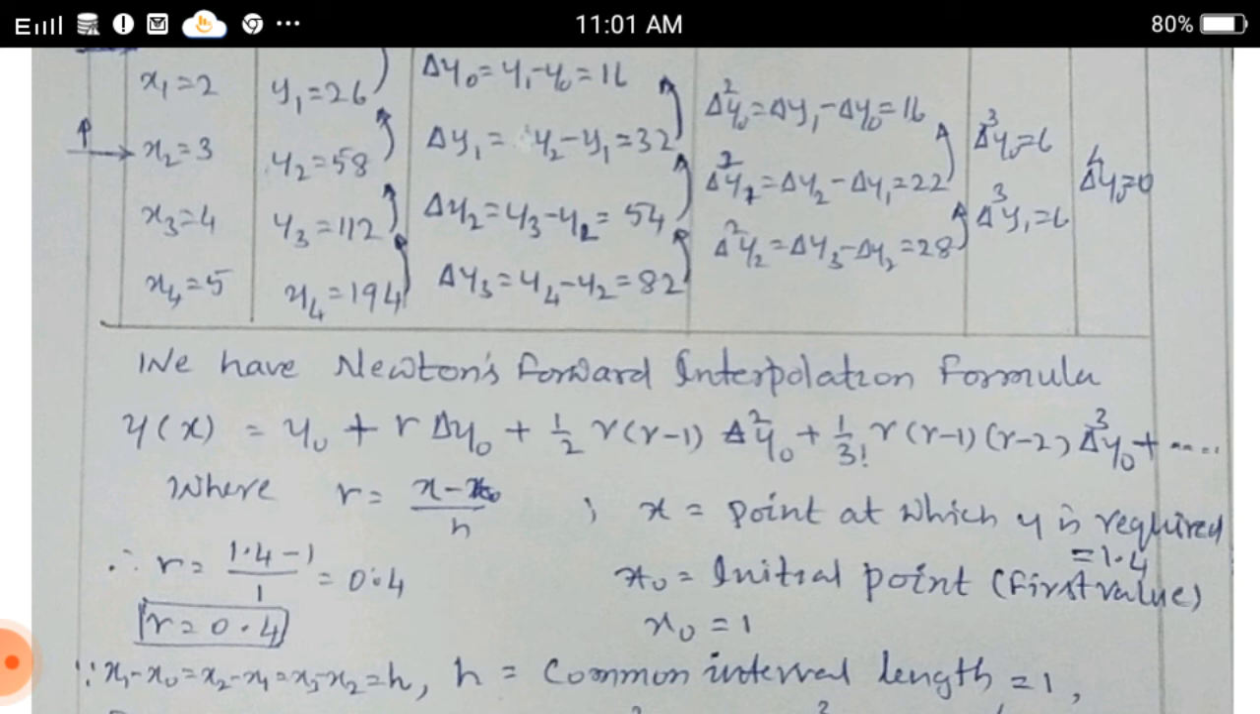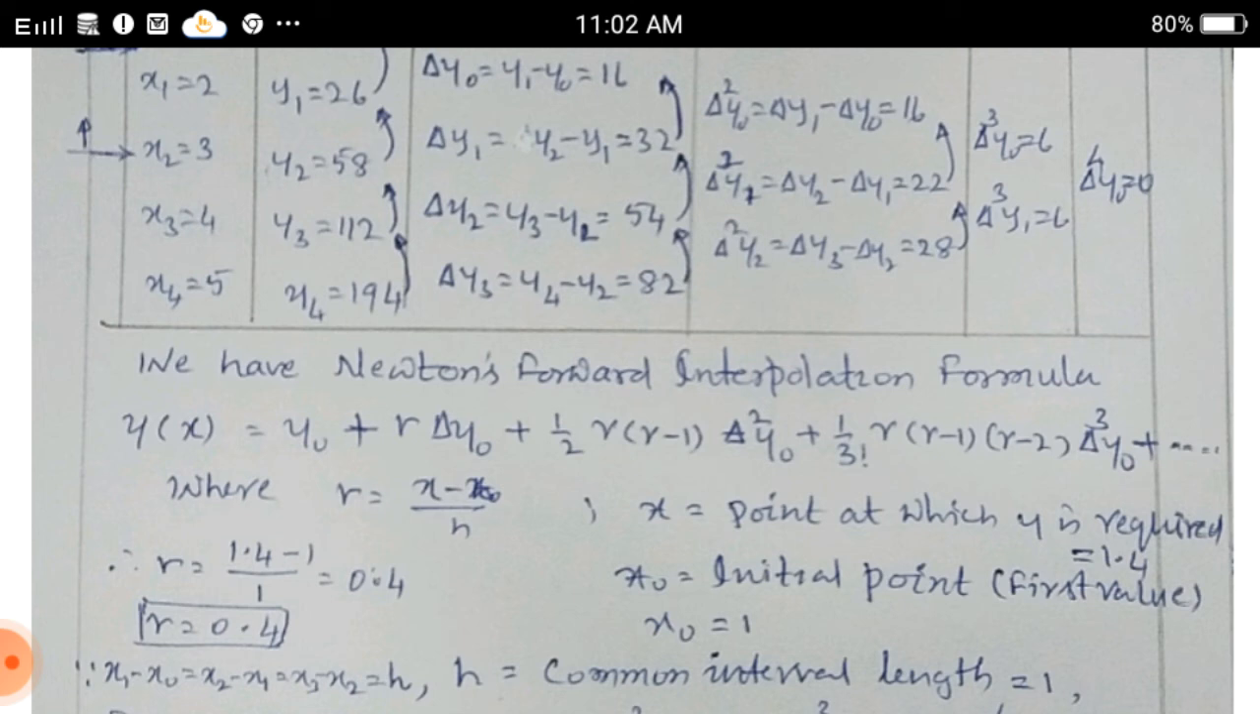So we know x is given; we need the value of y at x is equal to 1.4. x0 is the first value, 1, and h is the step size, where x is the point at which y is required, equal to 1.4. x0 is the initial point, or first value of x, x0 is equal to 1, and h is the common interval length or step size, equal to x1 minus x0, equal to x2 minus x1, equal to x3 minus x2, equal to h.